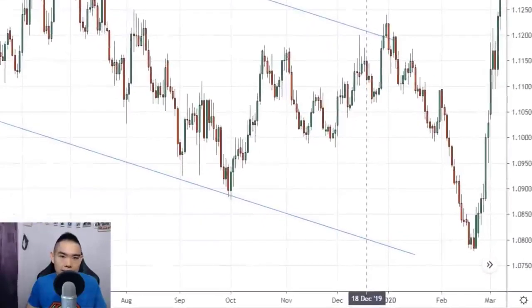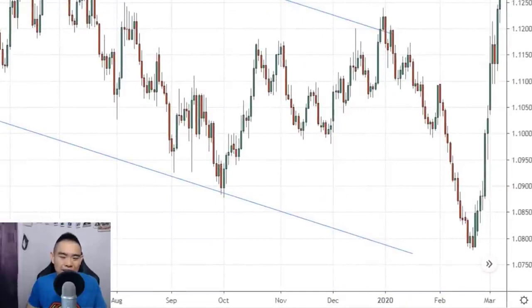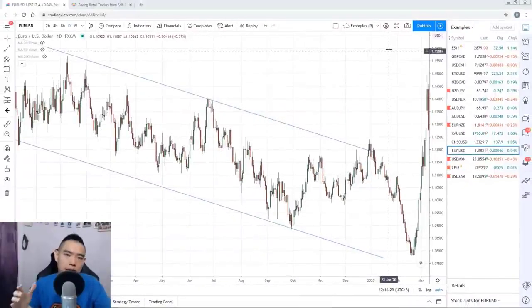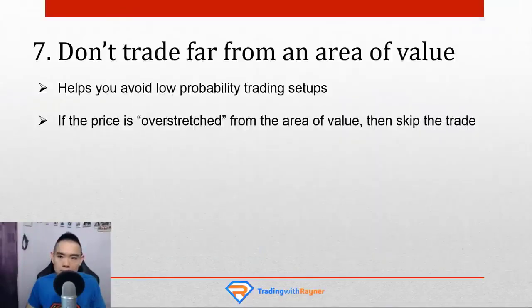Again, same thing. If you were to be selling when the price is overstretched away from this area of value, then you will get stopped out repeatedly. So very simple. Whenever you look at a trending market, ask yourself, where is the area of value? Which moving average does this market respect? If it's very far away from that moving average, or very far away from the trend channel or trend line, it's better not to trade in the direction of that trend at that point in time. Wait for the pullback to come. It's a much better play.